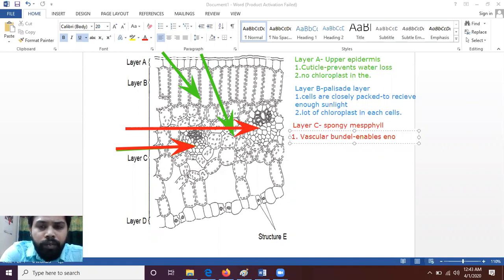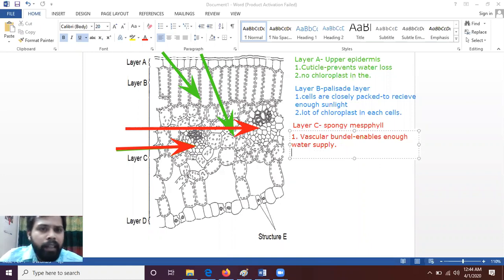enough water supply. This is one of the advantages of having a vascular bundle. The xylem vessels carry water from the root into the spongy mesophyll. Okay, so you know that one of the raw materials for photosynthesis is water. So you need a good supply of water. Without water there is no photosynthesis. You have to understand that.